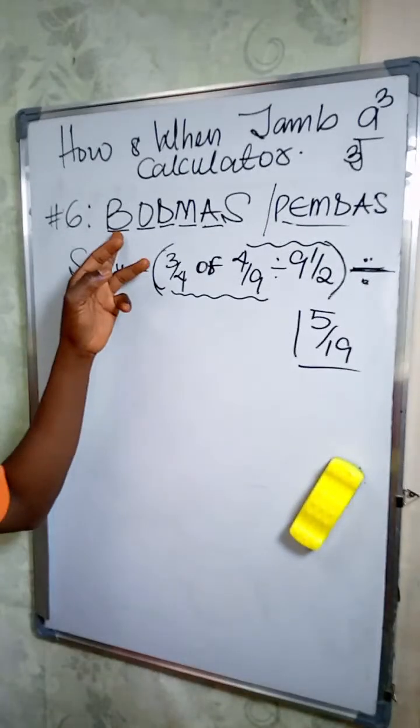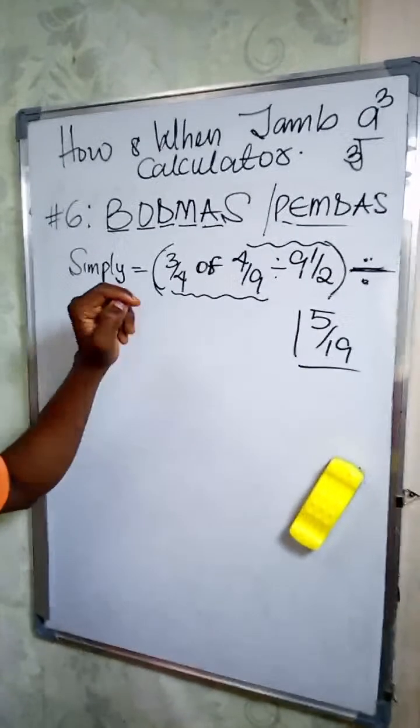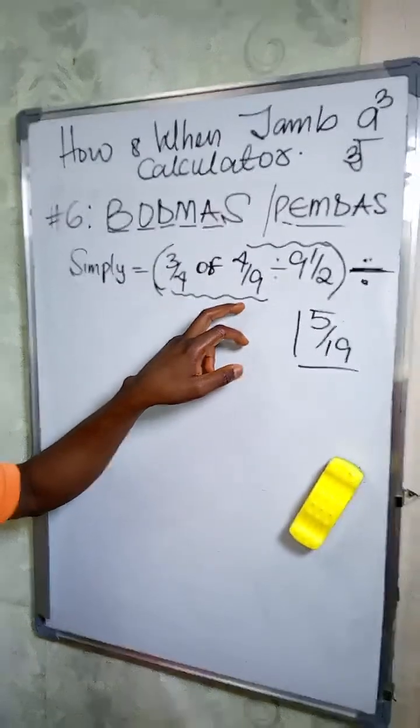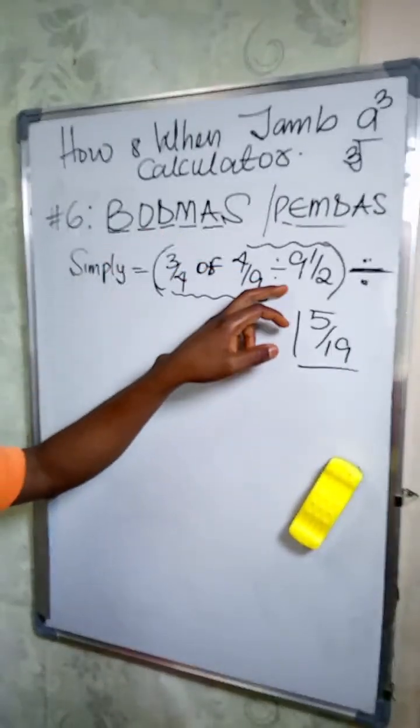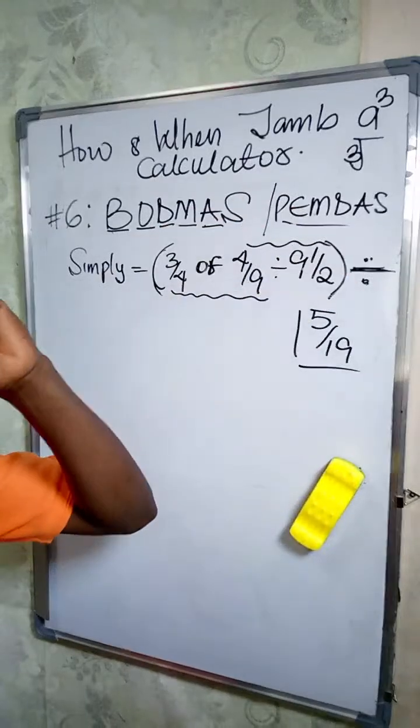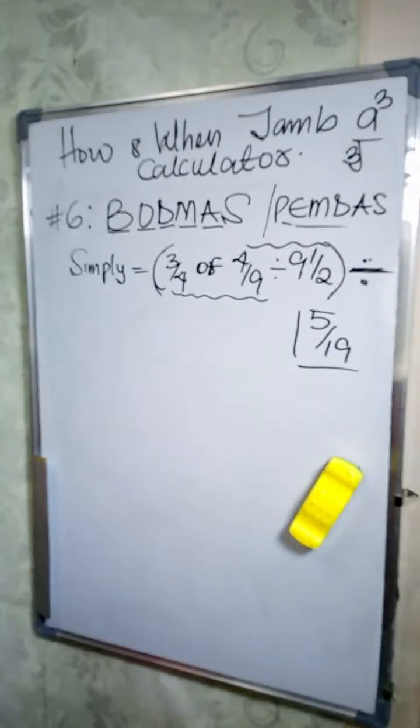So if you apply bracket first, solve everything wey dey for bracket. Now of is next. You go solve of first. After of, you do division. After division, you go the division wey dey outside the bracket, and then you go solve am.